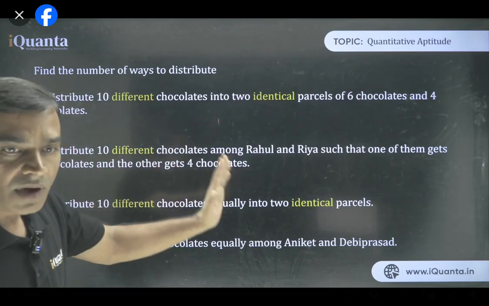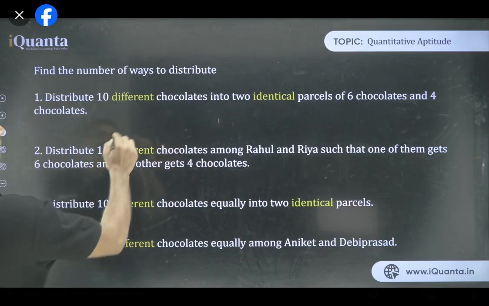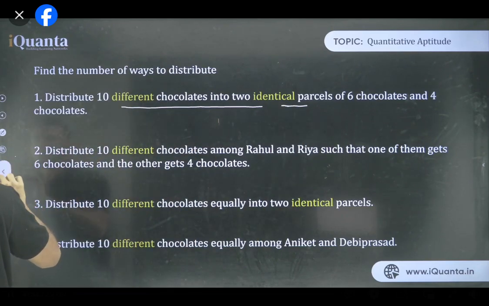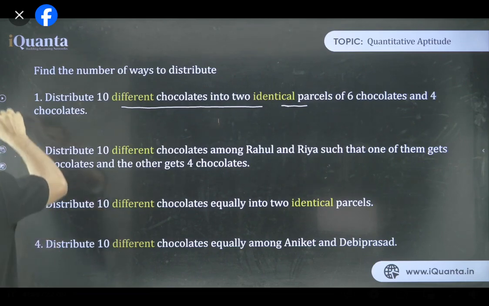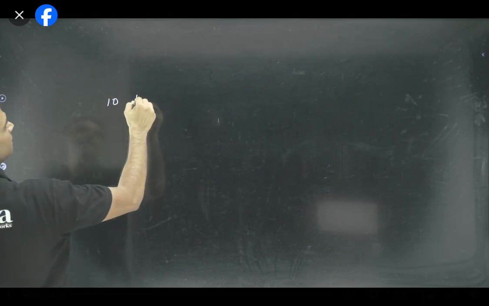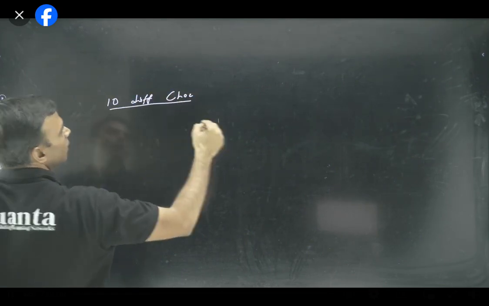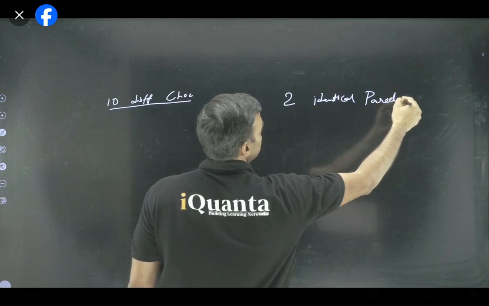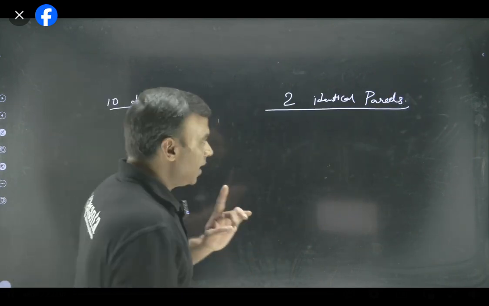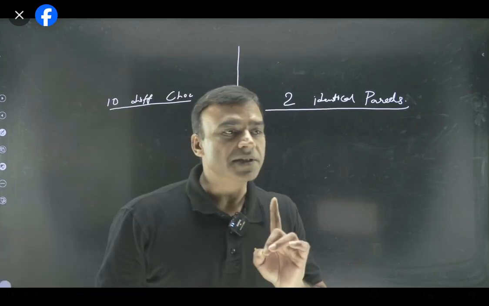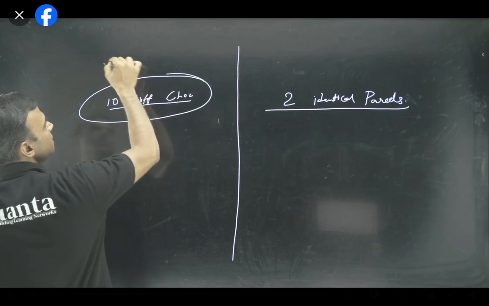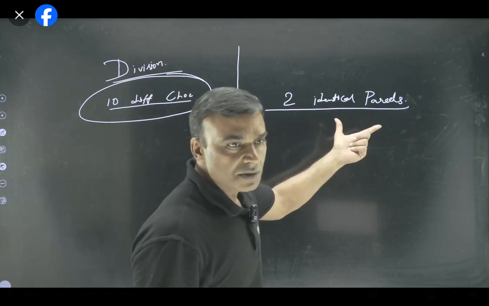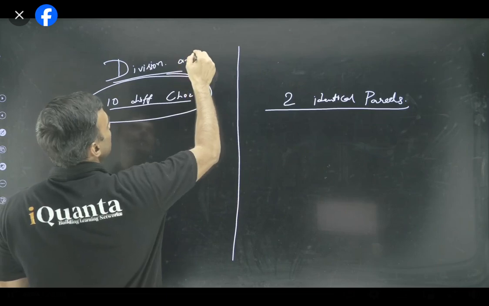This is the next step of what we have already done. Listen very carefully. I'll take this one: 10 different chocolates into 2 identical parcels. 10 different chocolates, 2 identical. Now the confusion will increase. I want everyone to be really focused right now. There are 2 parts in this question. This part is division. Then what is this part? This part is not division. This is the division and creation of groups.